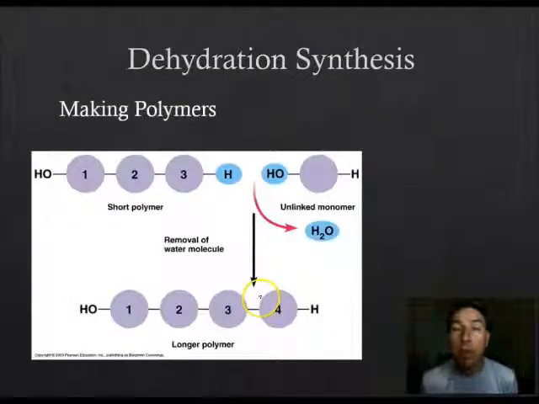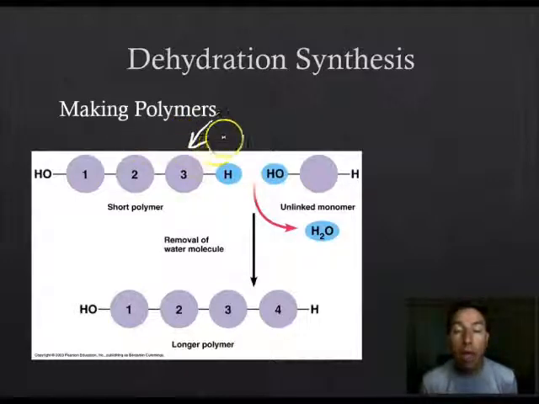Now, how do we create polysaccharides from monosaccharides? We do this through a reaction called dehydration synthesis. Remember, these are all molecules. In order to put the molecules together, we have some kind of chemical reaction. So we have products and we have reactants. So in this case, over here, we have a short polymer. And this short polymer has 3 monomers, 1, 2, 3. And these monomers could be anything. We can call them glucose units if you want to at this point.